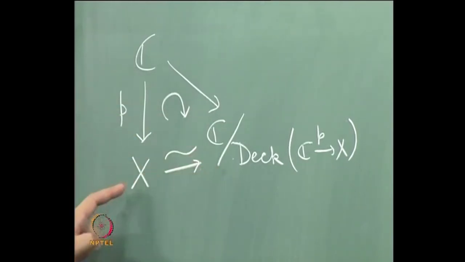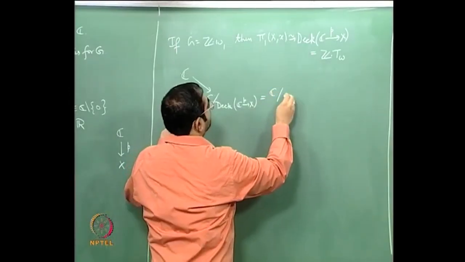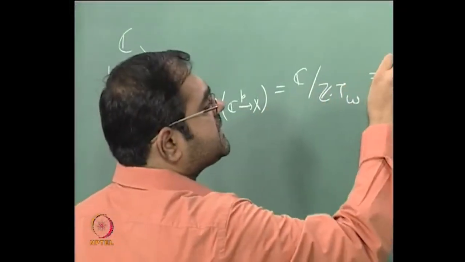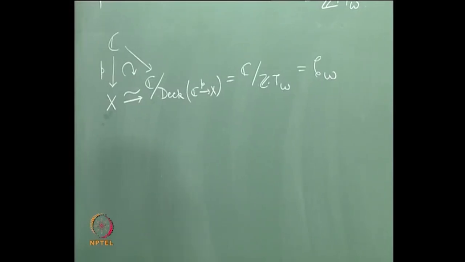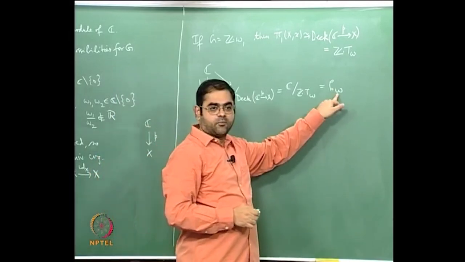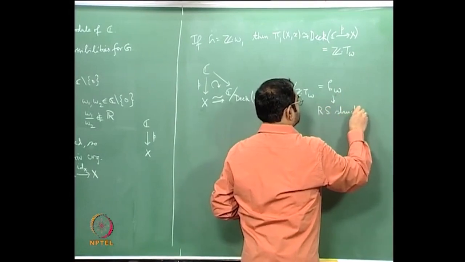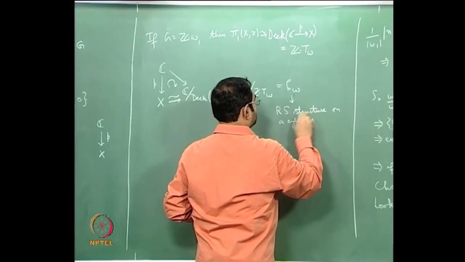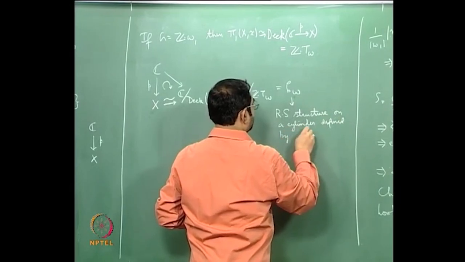So this can be identified with X, but then this is just C modulo Z dot T omega, okay. And if you remember, this was C sub omega in one of our earlier examples. This is a Riemann surface structure on the cylinder defined by this non-zero complex number omega. So this is a Riemann surface structure on a cylinder defined by omega not equal to zero.